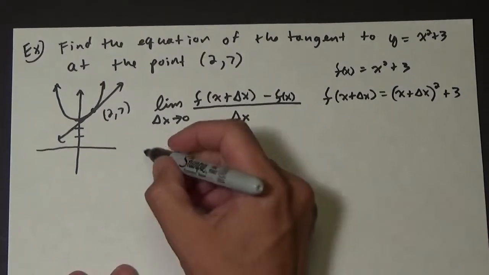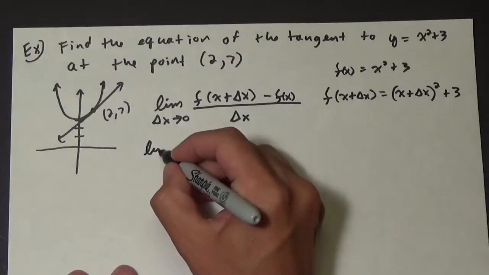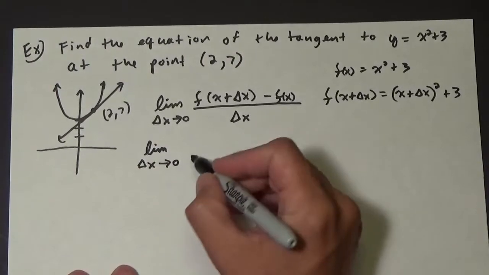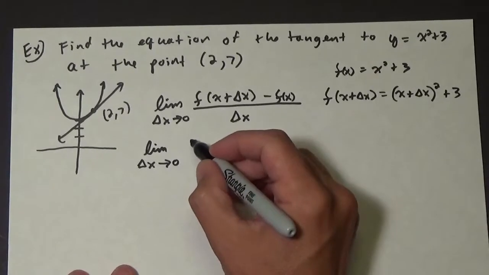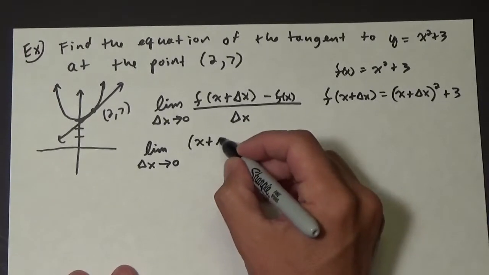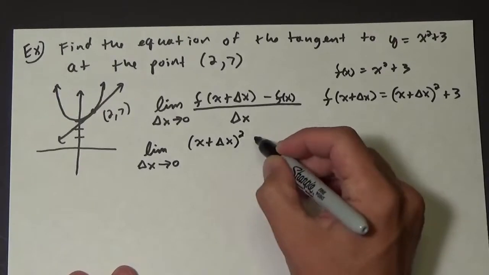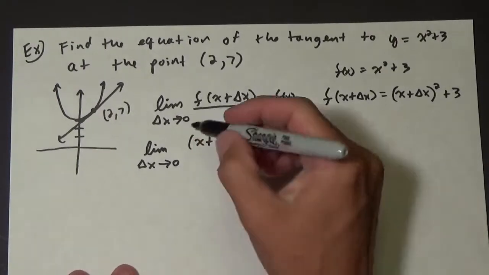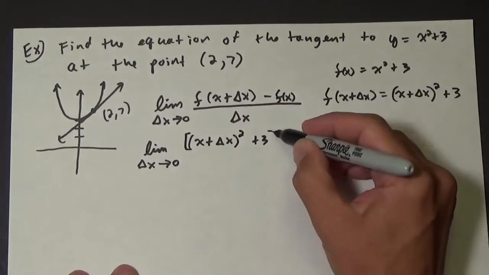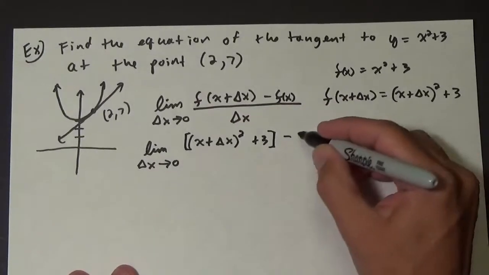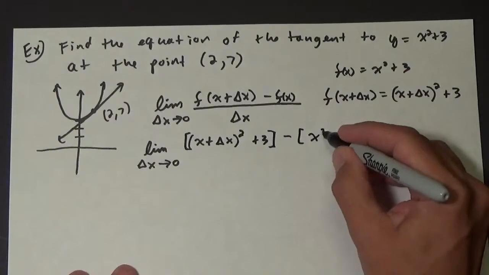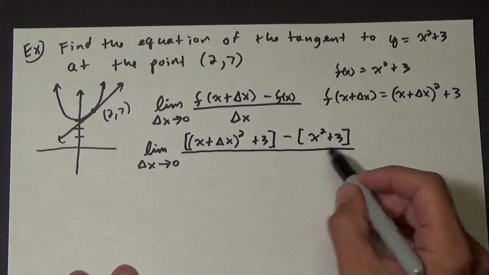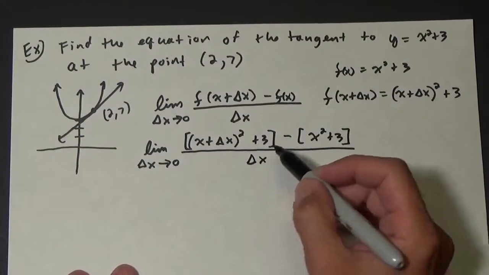So let's put in all our parts. We're going to have the limit as delta x approaches 0 of (x plus delta x) squared plus 3. So that's this one here. I'll even put a little bracket around that. Minus f of x, which is x squared plus 3. And this is all over delta x.